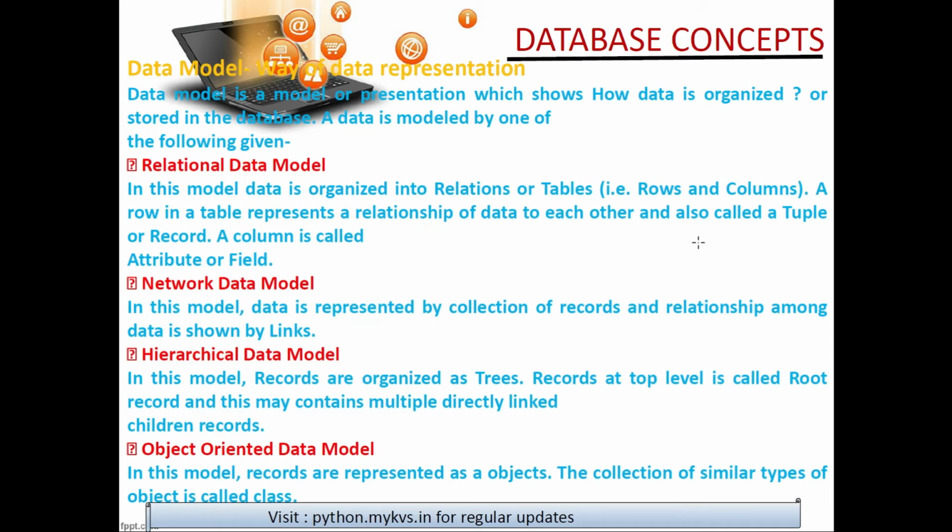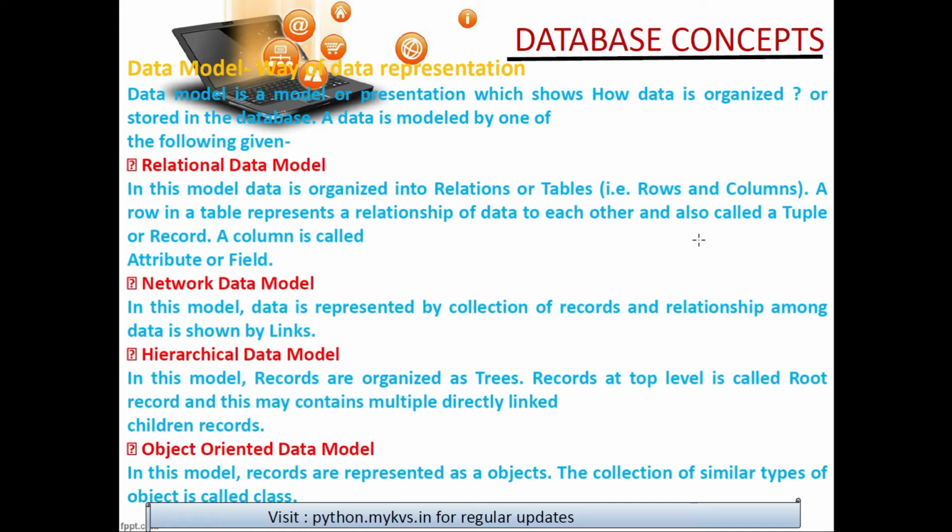Fine. Now see the database concept, there are different types of models available. Data model, a way of data representation, is a model representation which shows how data is organized. So the relational data model is like that. In this model, data is organized into relations or tables, which we are going to do in the later session. When we do it practically, a row in a table represents a relationship of data to each other and is also called a tuple or record. A column is called an attribute or field.